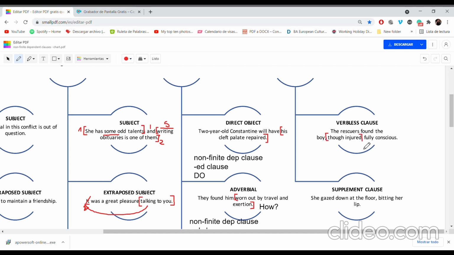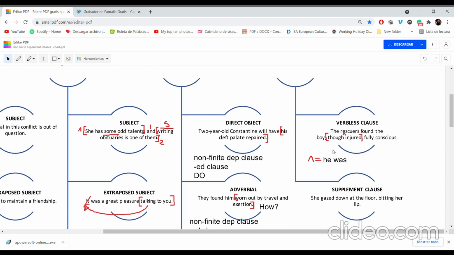Though injured. The rescuers found the boy, though injured, fully conscious. Firstly, let's see that this idea is placed in between commas, so this is extra information that is not essential in the clause. And what I want you to check here is that this is a verbless clause because in here we have ellipsis of subject and verb, right? So the ellipsis in here will be: he was. Though he was injured. Who is he? The boy. Though he was injured, he was fully conscious.